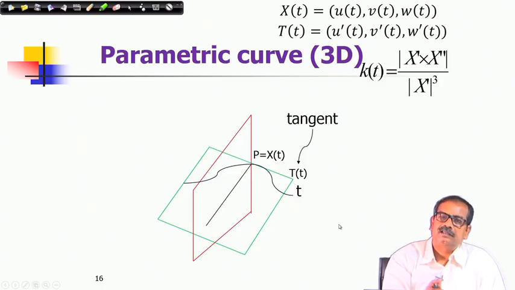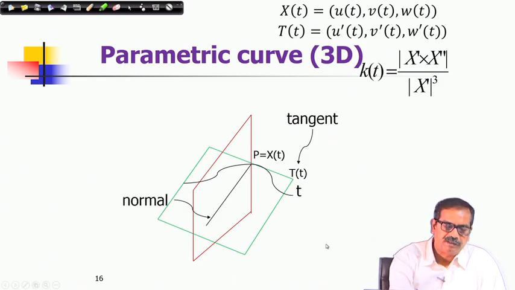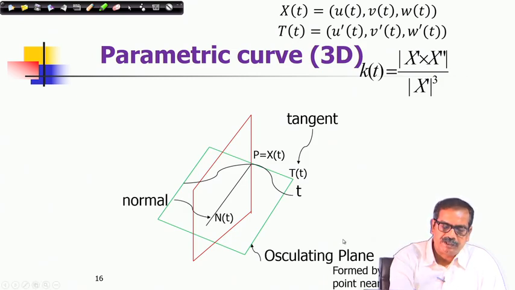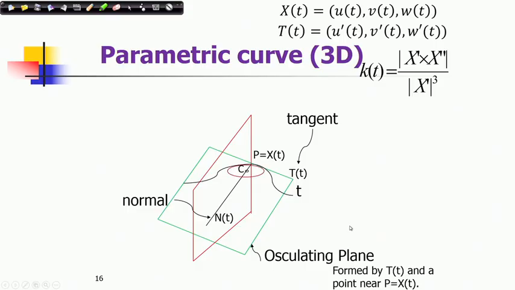You can also consider another plane which is perpendicular to the tangent plane. Actually, the name of the tangent plane is the osculating plane, as I mentioned, and this is the normal as I have shown here. And this red colored plane is considered the perpendicular plane of the osculating plane, and this plane is called the normal plane. We will come to that.